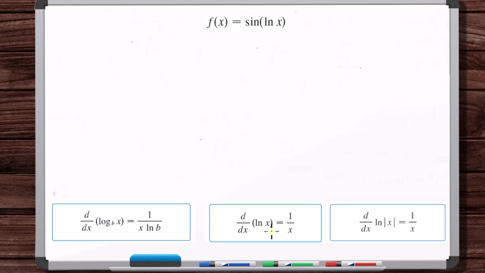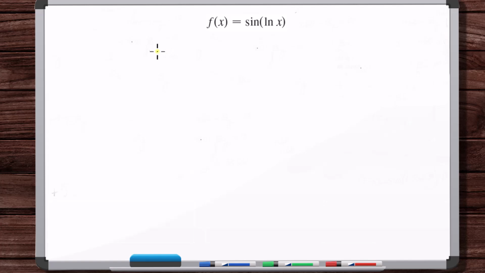These are the properties related to logarithmic functions that we're going to use. So this is the derivative of a general logarithm, log base b of x. Here's the derivative of the natural log of x, and here's the derivative of the natural log of the absolute value of x. So we're going to need to use the chain rule to do this.